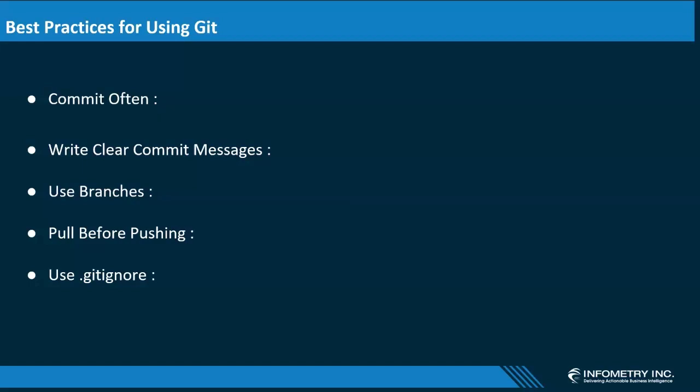Use a .gitignore file. Why is it important? There are certain files, for example log files, temporary files, and compiled binaries, that don't need to be tracked in Git. Tracking these files can clutter your repository and make it harder to manage. So the best practice is to use a .gitignore file to specify which files or directories should be ignored by Git. This keeps your repository clean and focused on the necessary files.